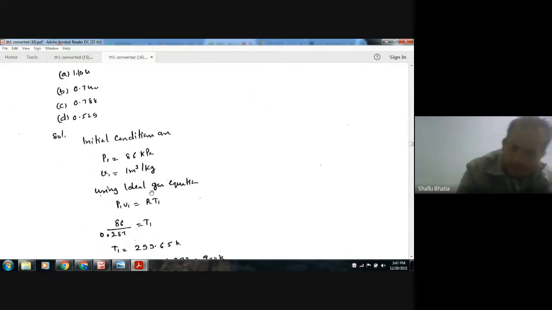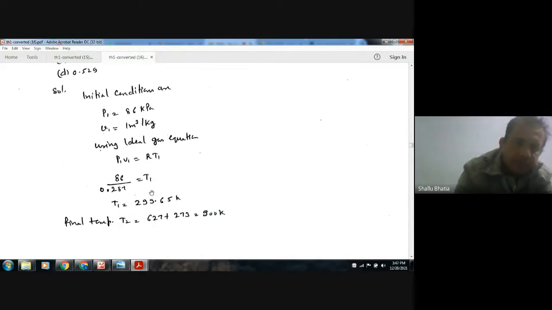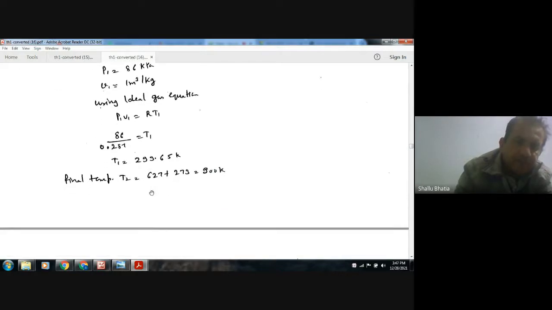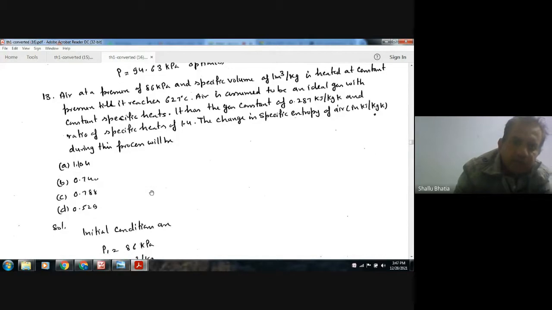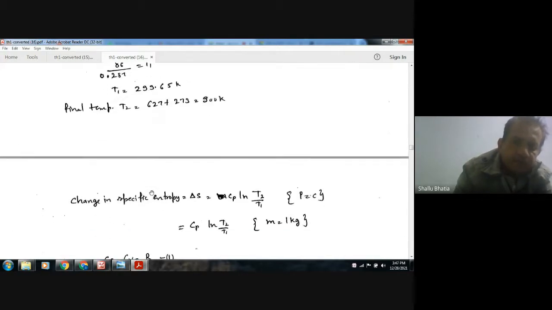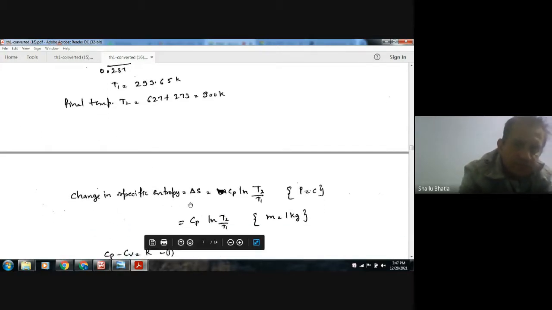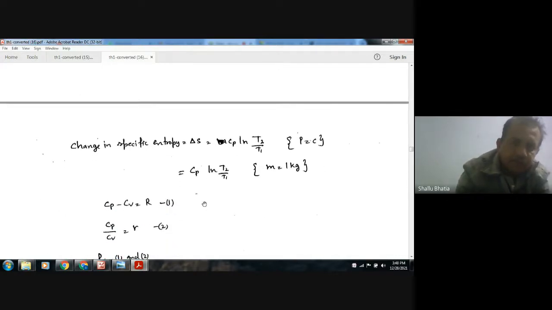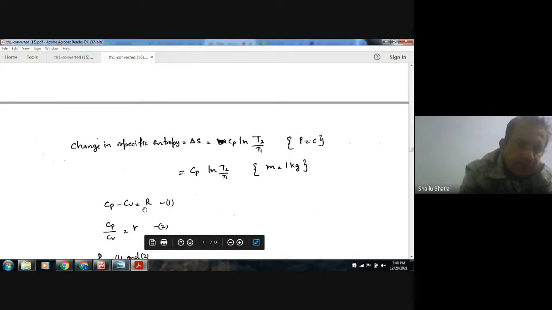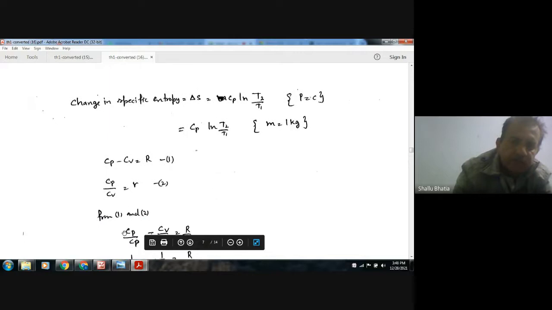Okay, and the final temperature is also given, that is 900, and the process is constant pressure. For constant pressure processes the entropy change is Cp ln(T2/T1). Now we have T2, we have T1, we have Cp, and taking unit mass, Cp is nothing but R plus Cv, and the Cp by Cv ratio is given. So we can calculate Cp also.